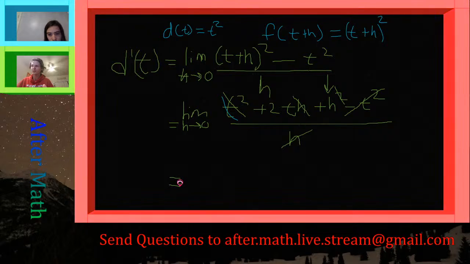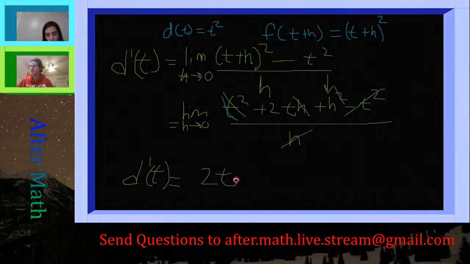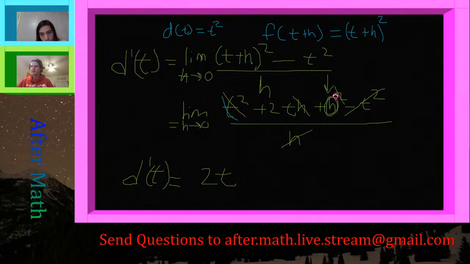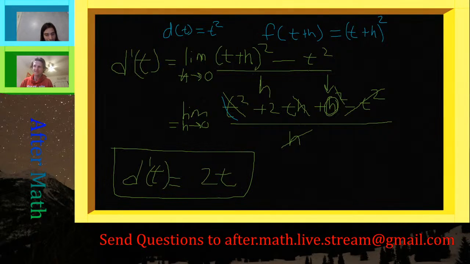What are we left with? We are left with the derivative equals 2t, because this is a big 0. Right. Cool, Jaden, dude, you did pretty darn good. That's what I would have guessed it was. So you did good. Me too.